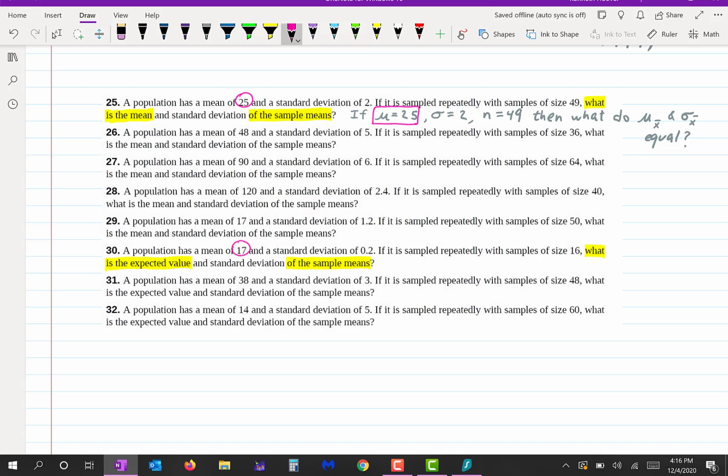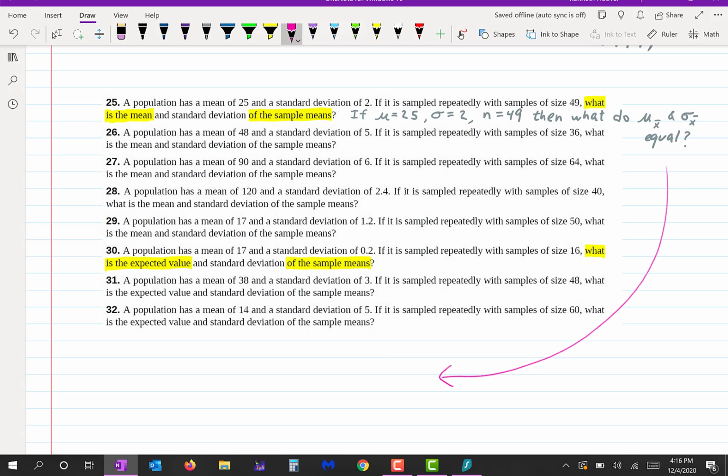Okay? All right. So let's complete 25. How about we'll do 25 and 30 both, okay? And all of these questions work the exact same way. So we'll do those two. Okay? All right, let's work it out down here.